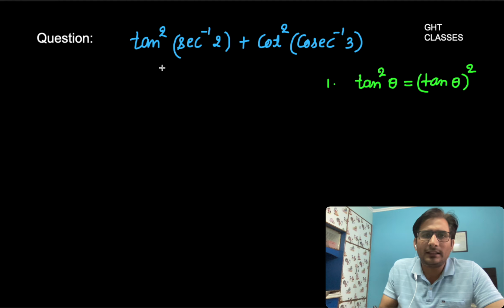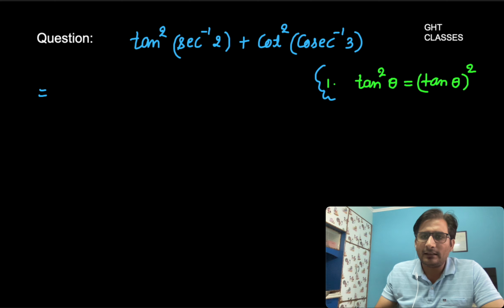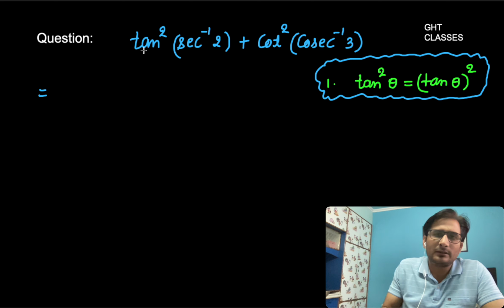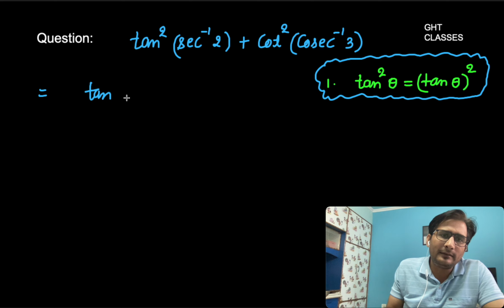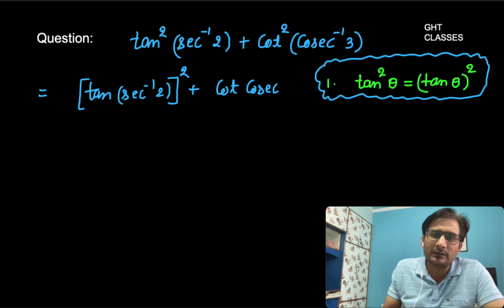If you look at this question, tan square sec inverse 2 plus cot square cosec inverse 3. First of all, you need to write it in this form. Look at this identity: tan square theta can also be written as tan theta whole square. So write like this: tan sec inverse 2, its complete square, plus cot cosec inverse 3 complete whole square. I hope it's clear to you up to now.